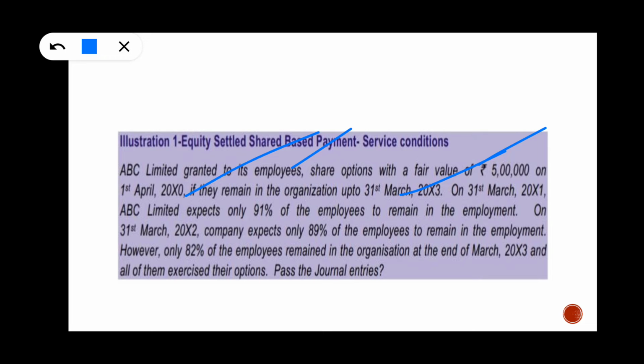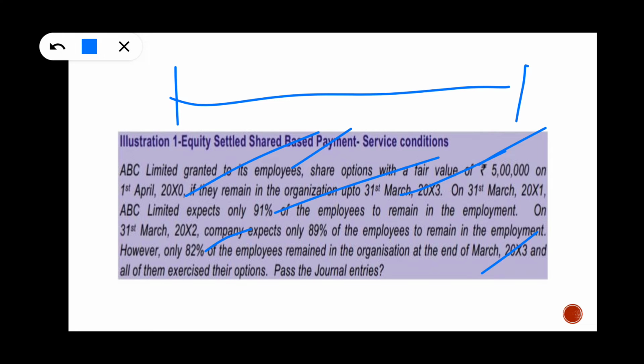On 31st March 2011, ABC Limited expects only 91% of the employees to remain in the employment. On 31st March 2012, the company expects only 89%. However, in March 2013, 82% of the employees. So this is the timeline, 1/4/2010 to 31st March 2013. They said that the company is going to give equity shares to its employees of worth rupees 5 lakhs.